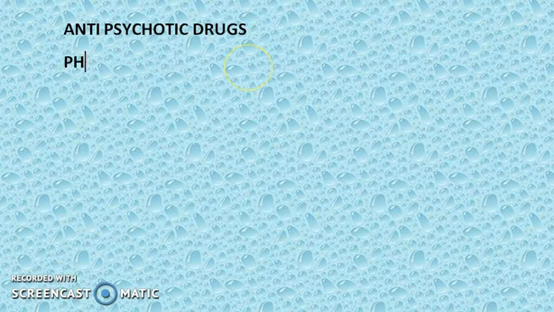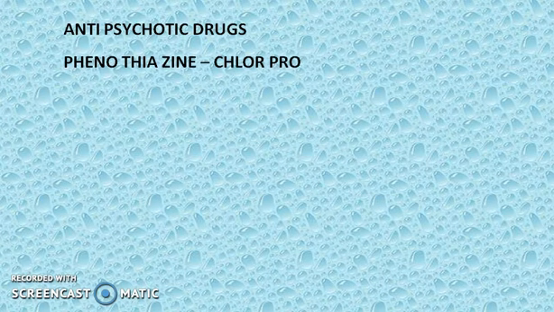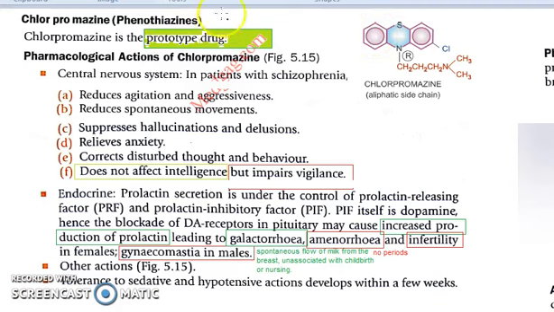So you remember the first classification, phenothiazine. Under this you had chlorpromazine. The major question they have asked is on chlorpromazine. It is a prototype drug, that means it is one of the models of this group. It has an aliphatic side chain, which you can remember.